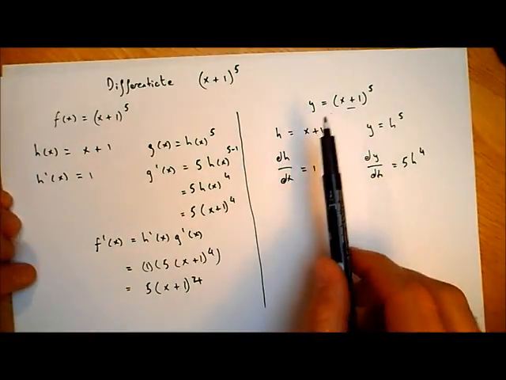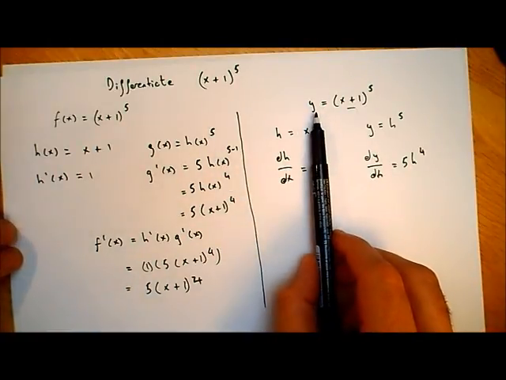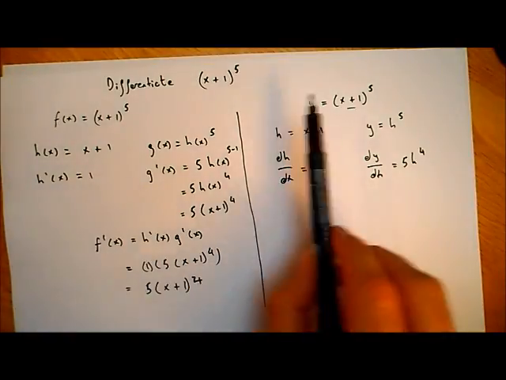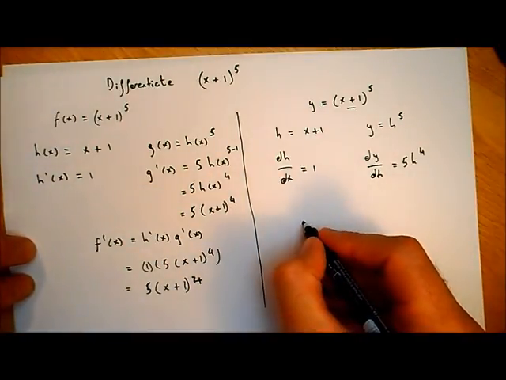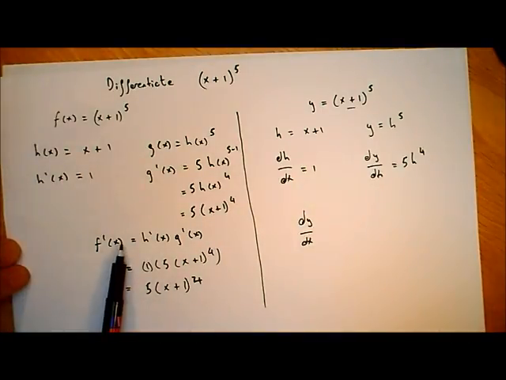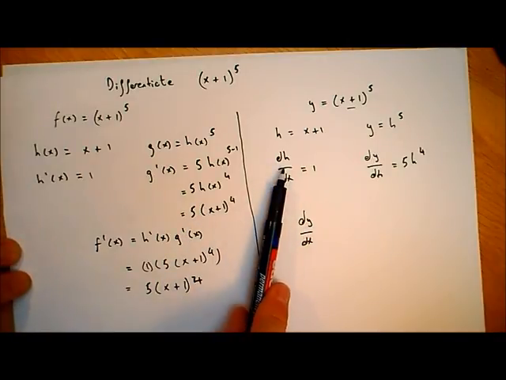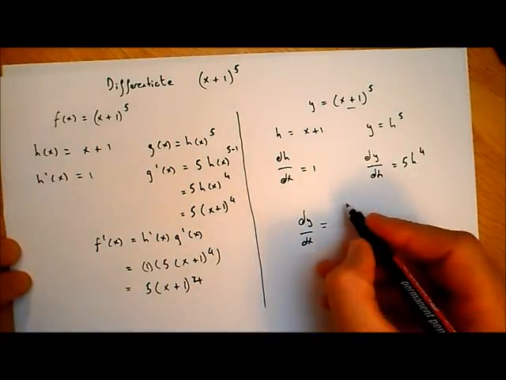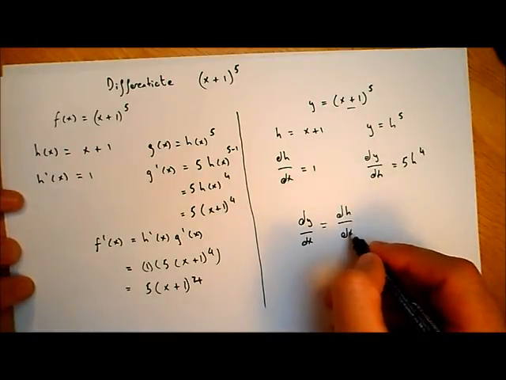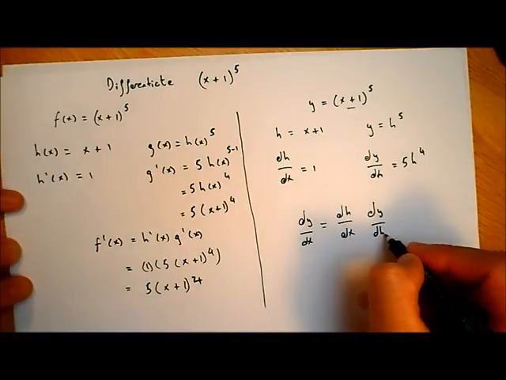Now, go back to the start of the question. We have y is equal to this. I want to differentiate, so really what the question is asking me to do is to find dy over dx. In order to find dy over dx, over here, f dash of x was equal to this times this. So over here, dy over dx will just equal this times this. So dy over dx equals, and you'll see why in a minute, and maybe it'll make a little bit more sense to you, dh over dx times dy over dh.